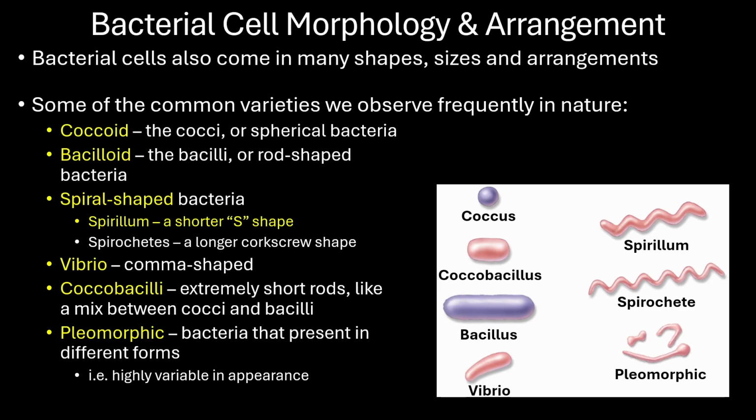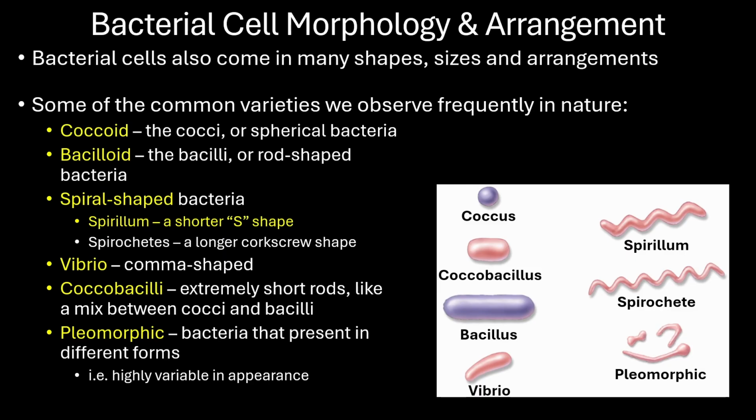You can also have spiral-shaped bacteria that come in a few different forms. We have spirillum, which are shorter S-shape type cells, and then spirochetes that are much longer and resemble corkscrews as they move, and they will actually kind of spin as they swim through an environment, which is pretty interesting to see. Vibrio are mainly comma-shaped bacteria.